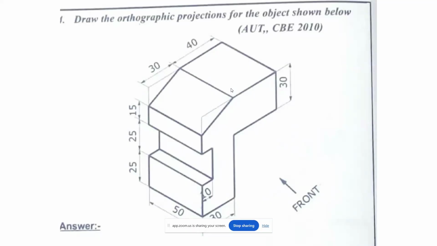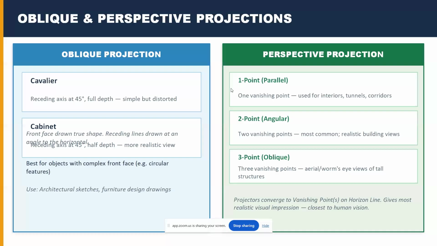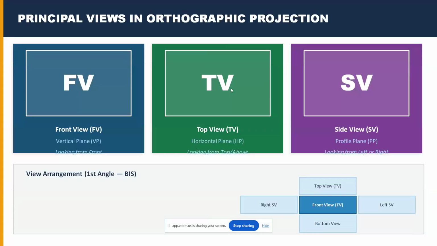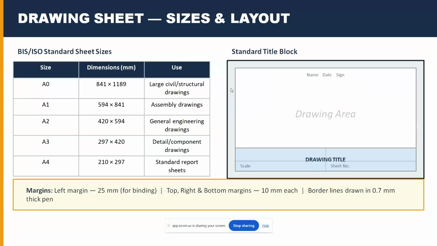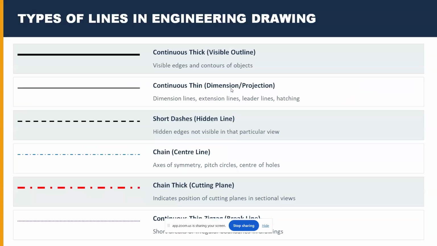Because for introduction, this is more than enough, I guess. Knowing the views is the main thing, knowing the views, as well as the sheets to be used for drawing purposes, and the different types of lines that you are going to use in engineering drawing.